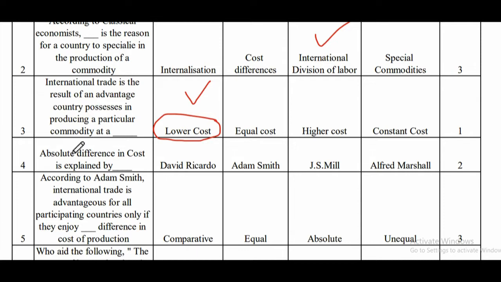Now the next one: absolute difference in cost is explained by, and they have given you the names of four economists: David Ricardo, Adam Smith, J.S. Mill, and Alfred Marshall. Absolute difference in cost is explained by Adam Smith. So the correct answer is option number 2.